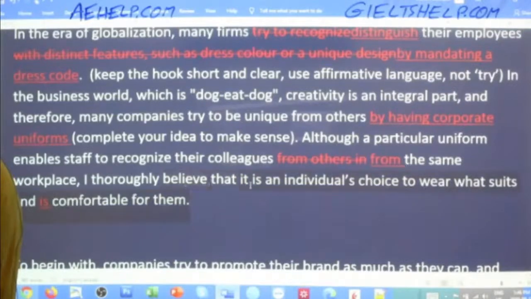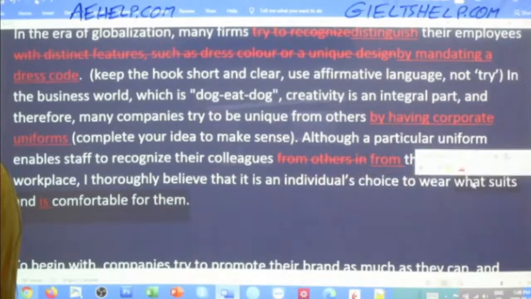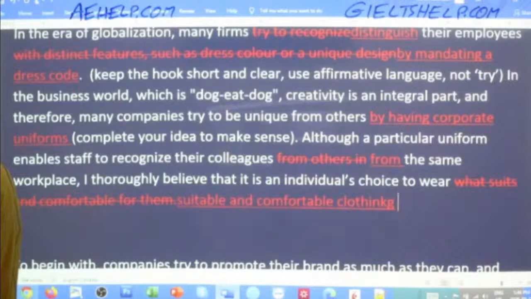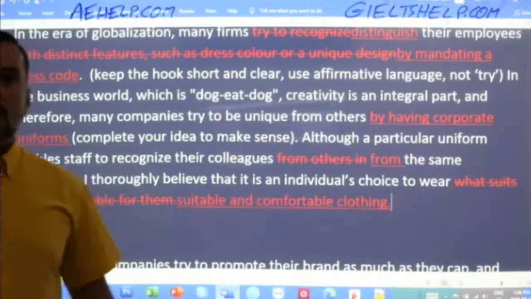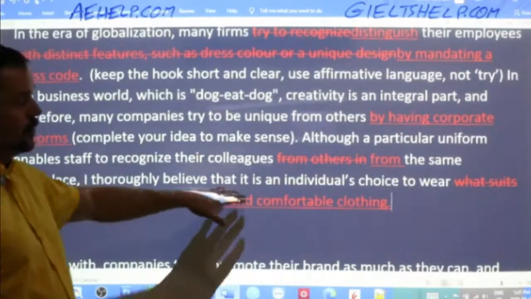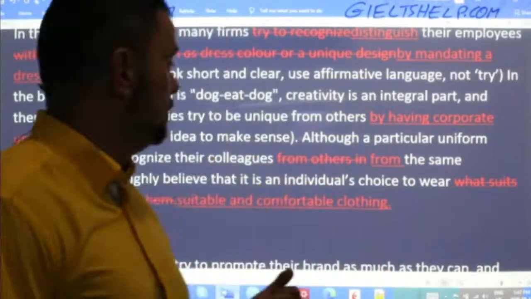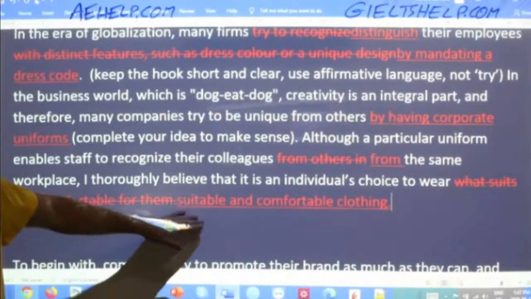So I would actually change this whole thing to, I thoroughly believe that it's an individual's choice to wear suitable and comfortable clothing. Let's just stop there. Okay. So this is what you want to do at home. So of course I can do the correction, or a good teacher or a professional should be able to do the correction for you. But this is something that you can check at home.